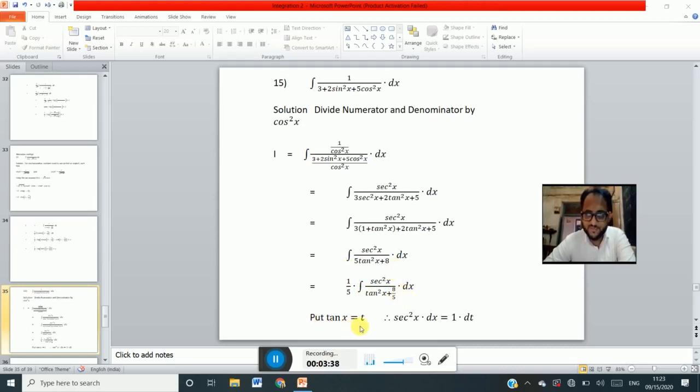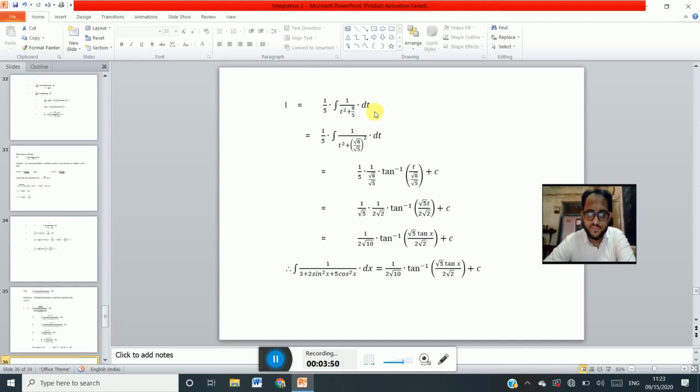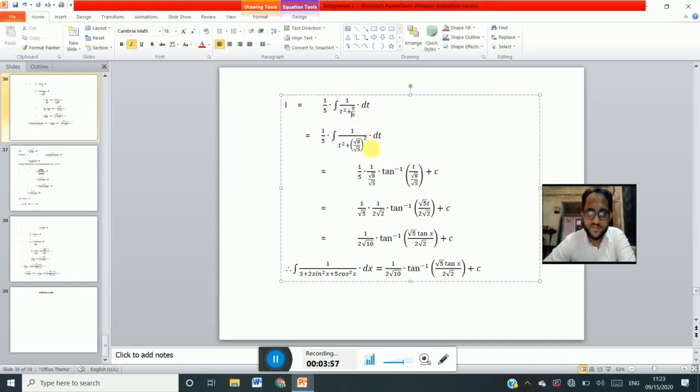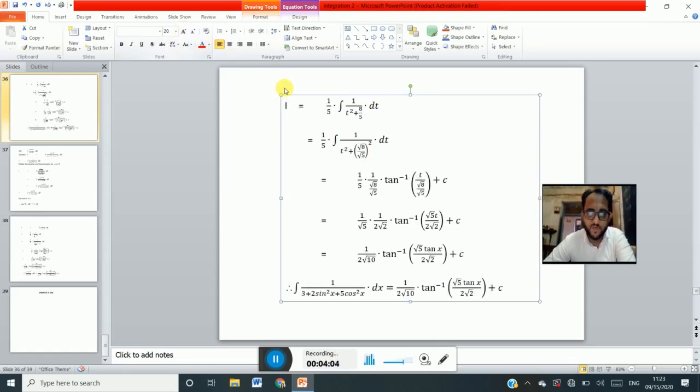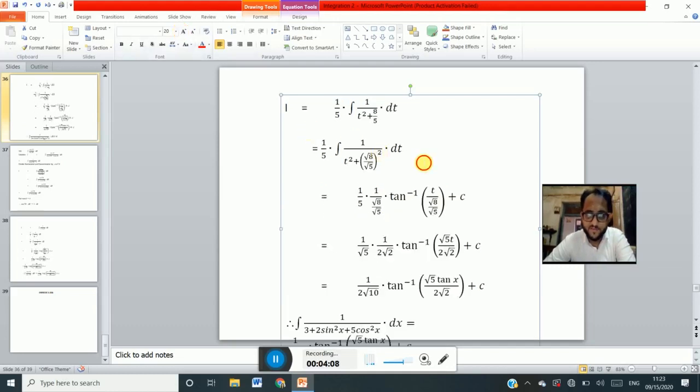Now put tan x equals t, so sec square x dx equals dt, right? Then after substitution what we get? See, 1 upon 5 integration of 1 upon t square plus 8 by 5. Now this is actually the standard type of integration, but we have to convert 8 by 5 into square form. So 8 by 5 in square form, what we get? See here, 8 by 5 is root 8 by root 5 whole square.